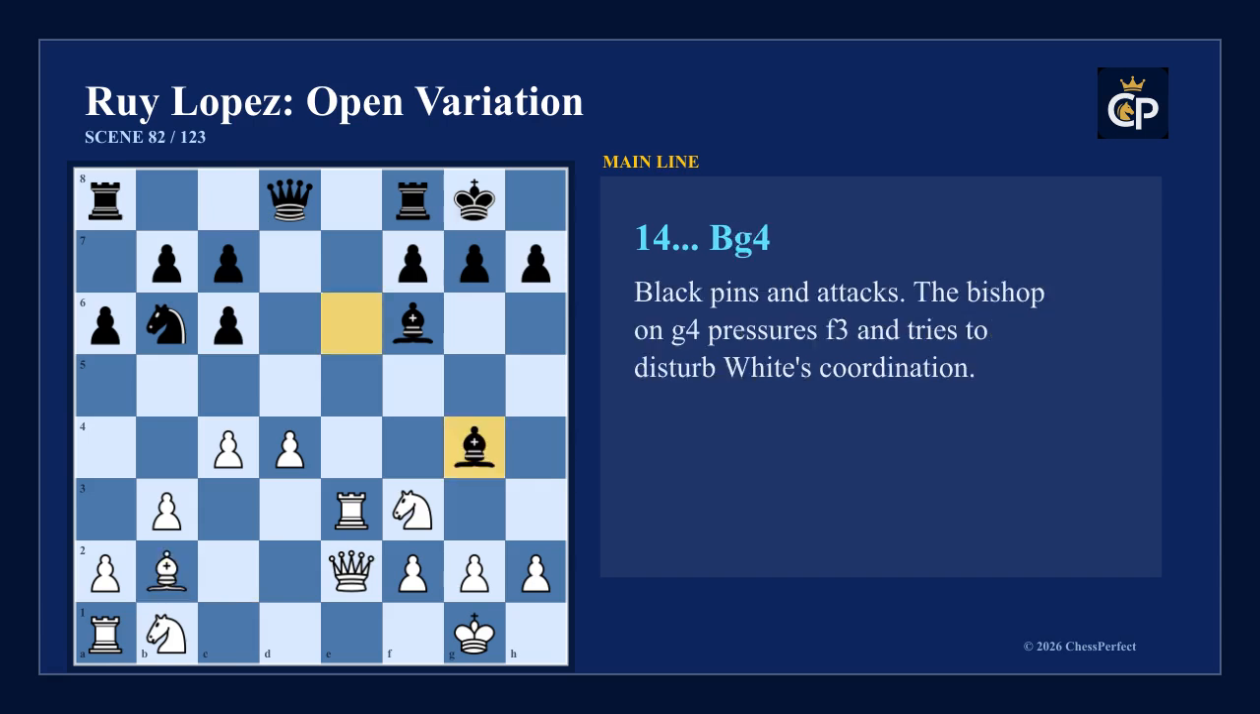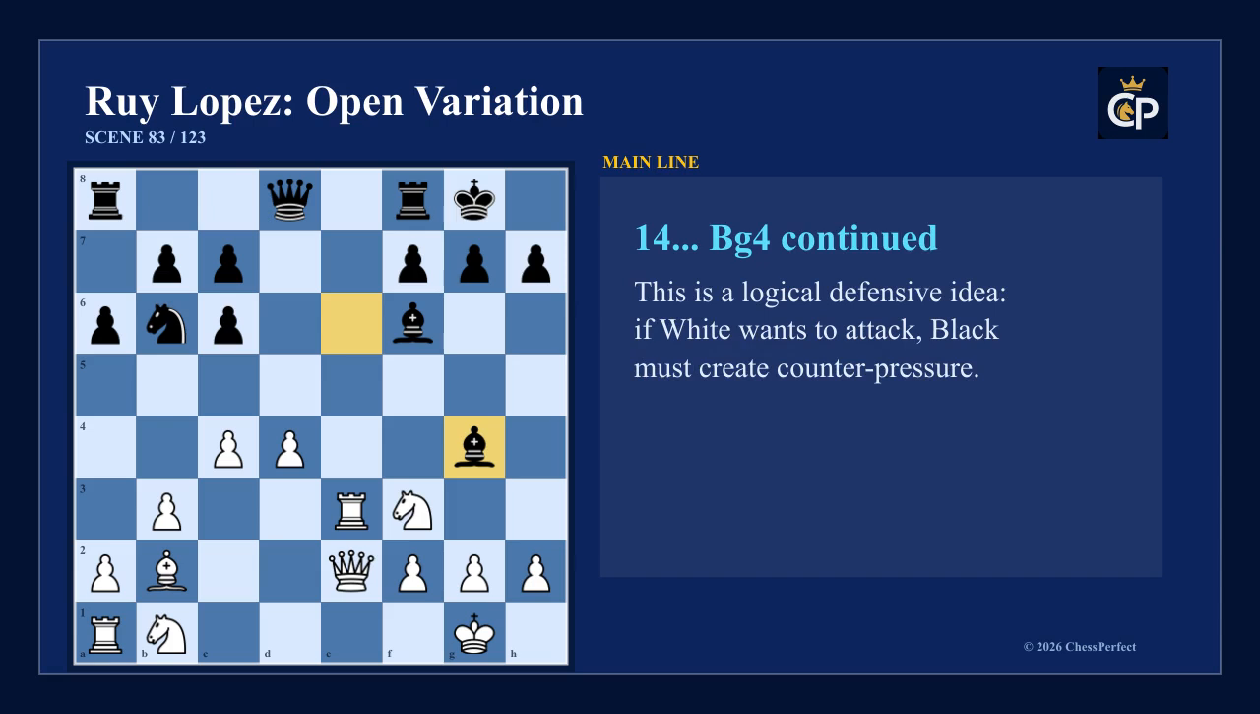Bishop g4. Black pins and attacks. The bishop on g4 pressures f3 and tries to disturb white's coordination. This is a logical defensive idea. If white wants to attack, black must create counter pressure.